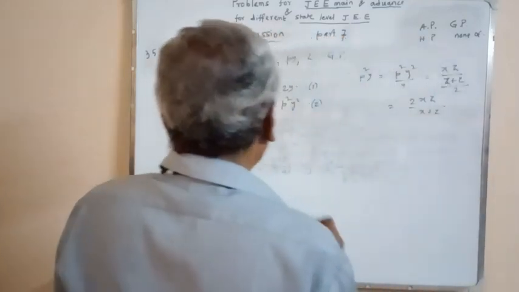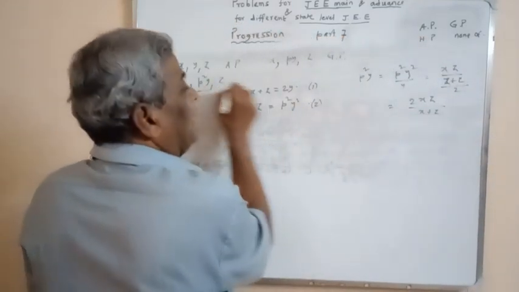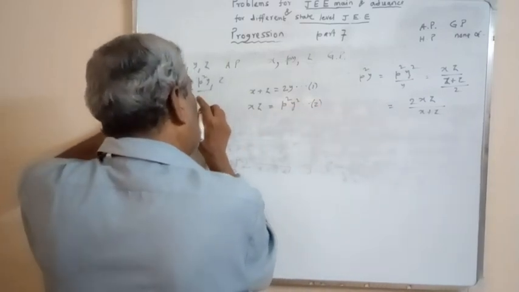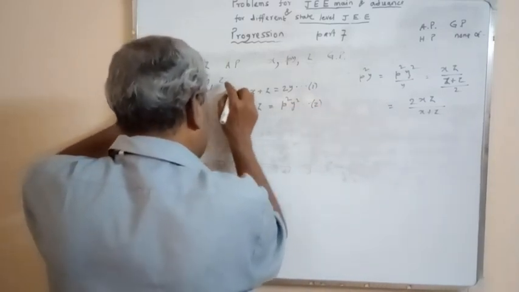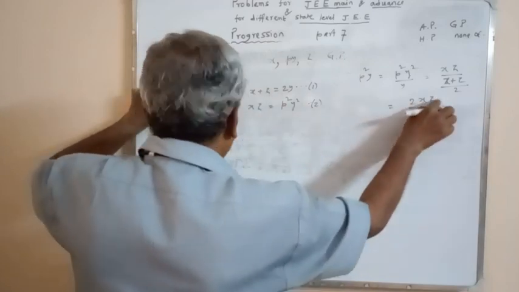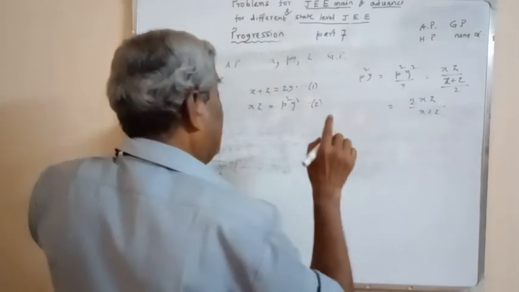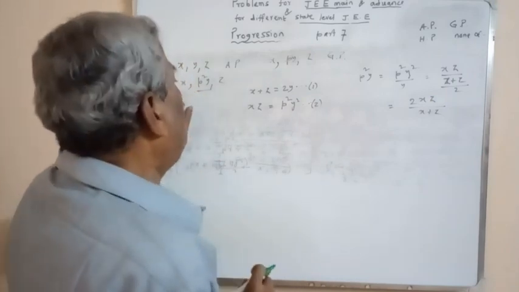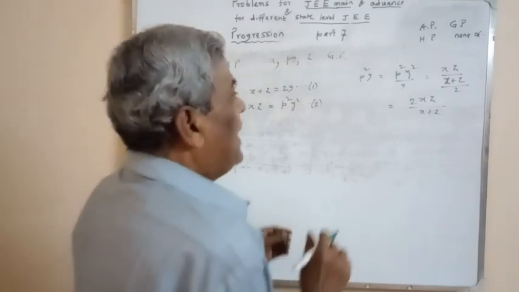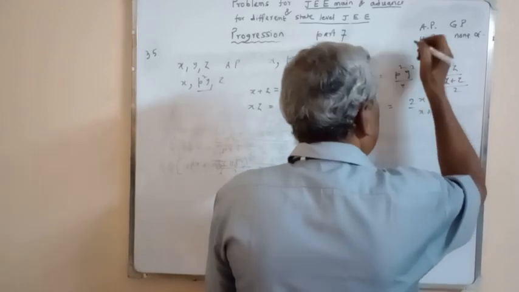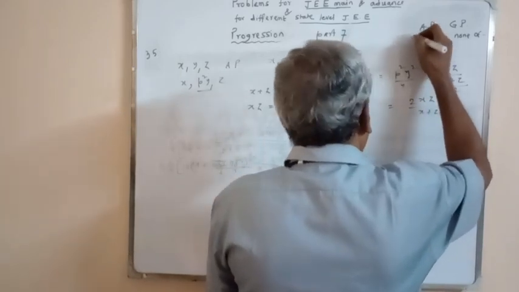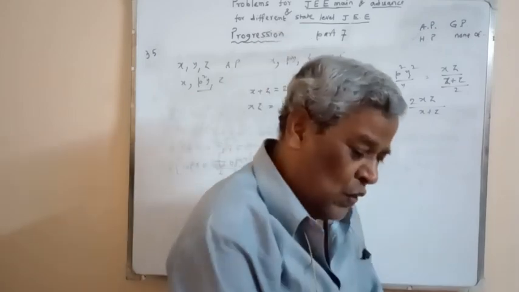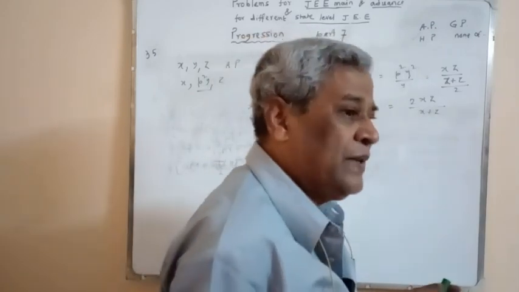So this middle term p square y is equal to 2 into first term and third term, 2xz by x plus z. It means p square y is a harmonic mean between x and z. So the correct option is that they are in HP. Third option is correct. Okay, today up to this.